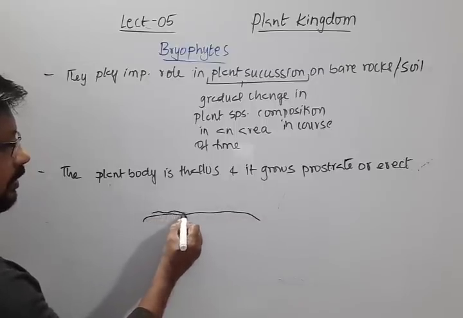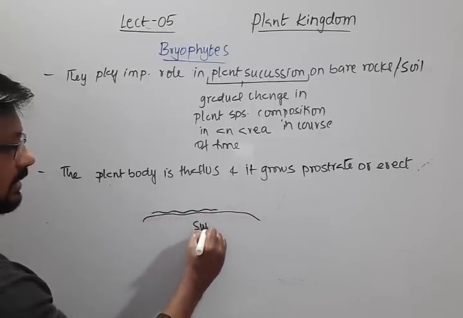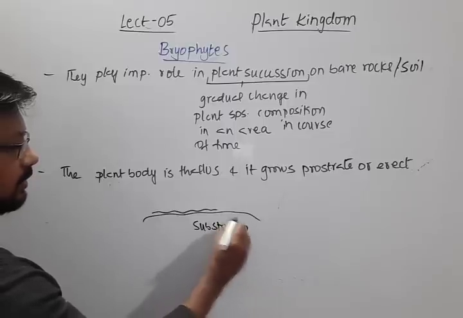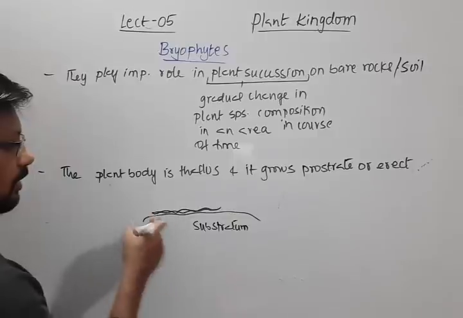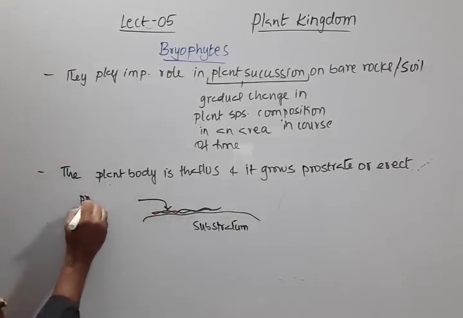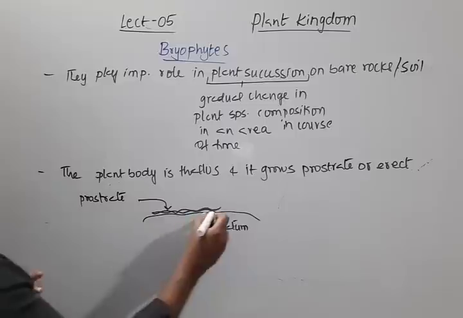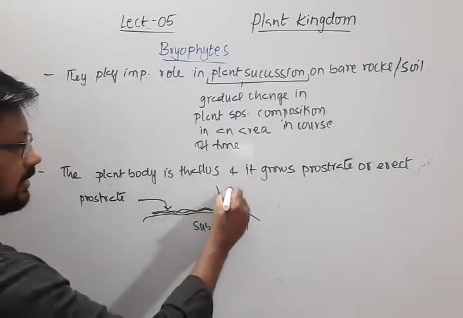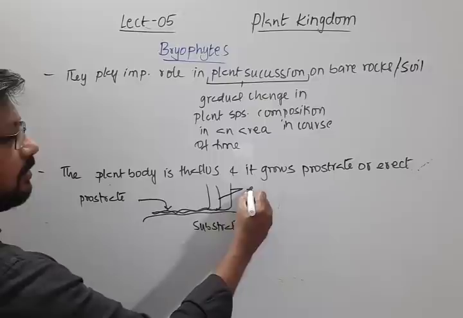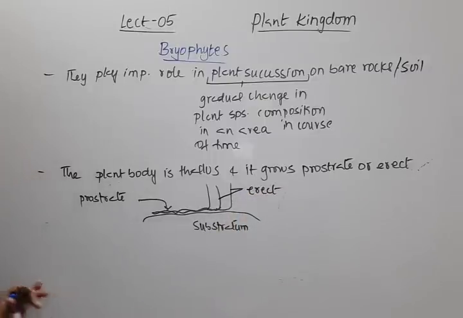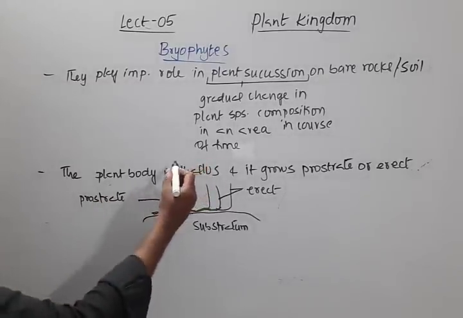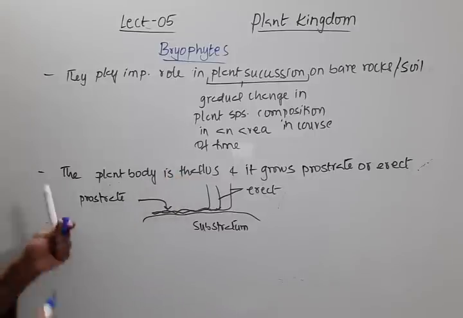So here, growing like this, suppose this is the substratum, and if it is growing in this way, it is called prostrate. And if it is growing like this, then we call it erect. So the plant body is thallus, and it may grow either prostrate or erect.